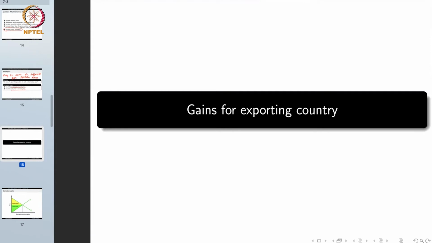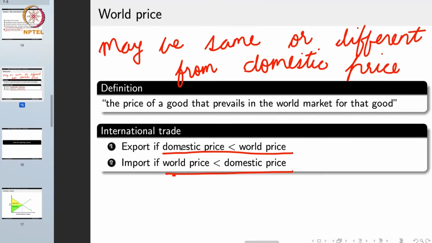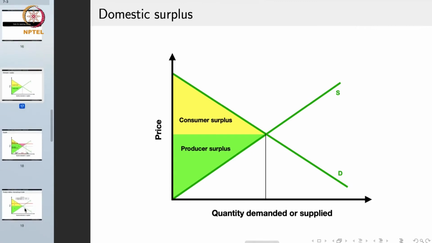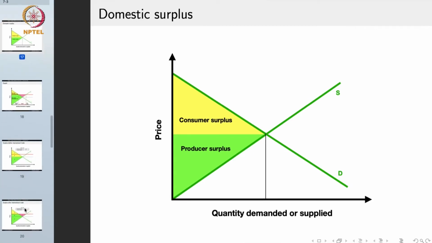So when we are saying an exporting country, then it means that the domestic price in this case is less than the world price. So let us now start from the domestic surplus. Now in the domestic market, these are the demand and the supply curves. And the point where both of these curves meet gives us the prevailing domestic price and the domestic quantity demanded or supplied. And we have observed before that this triangle, which is between the demand curve and the price, gives us the consumer surplus. And this triangle, which is between the supply curve and the price, gives us the producer surplus.